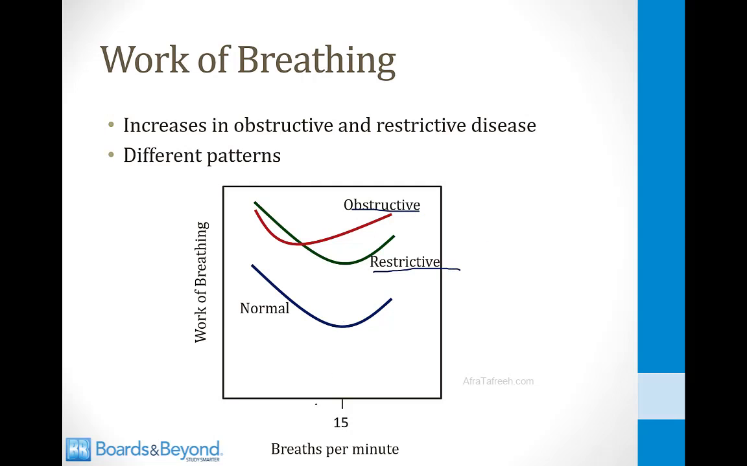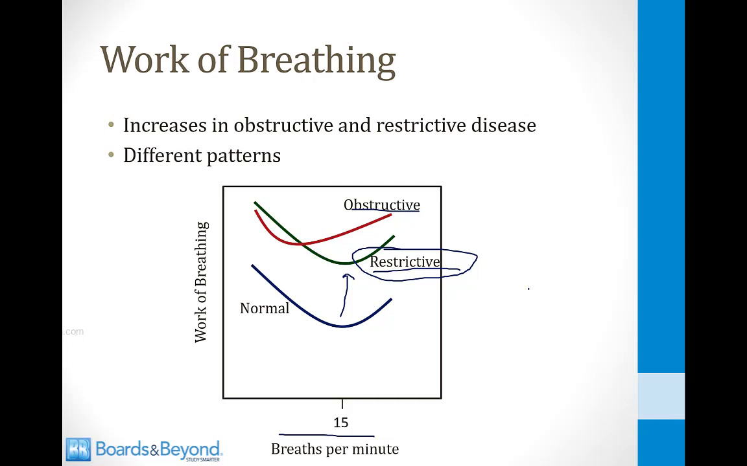First of all, note that at all breaths per minute, the work of breathing is higher in patients who have restrictive lung disease, and that should make sense to you. They have a restriction to expansion of the lungs, and therefore it requires more work of breathing at any respiratory rate. In patients who have restrictive lung disease, the major problem is elastic resistance. They want to minimize the work fighting against elastic resistance.